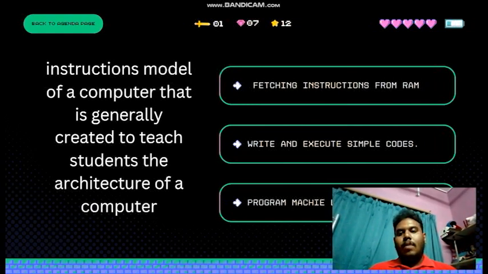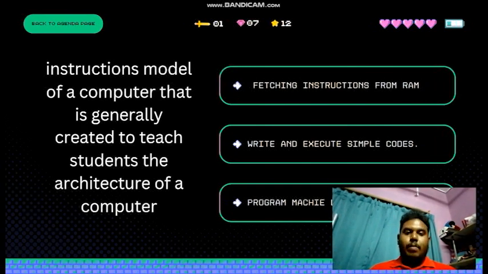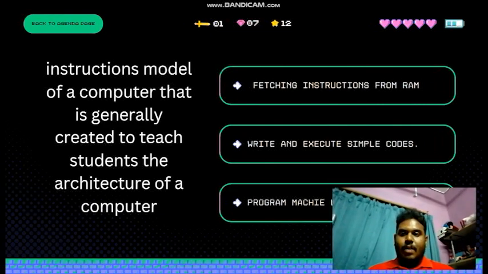So first, LMC is a software model for a computer that was generally created to teach students the architecture of a computer and to learn machine language. So what does this LMC do? LMC fetches the instruction from RAM, writes and executes simple codes, and programs machine language. There are more features of the LMC.